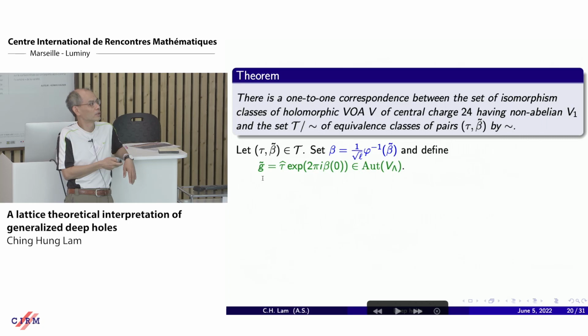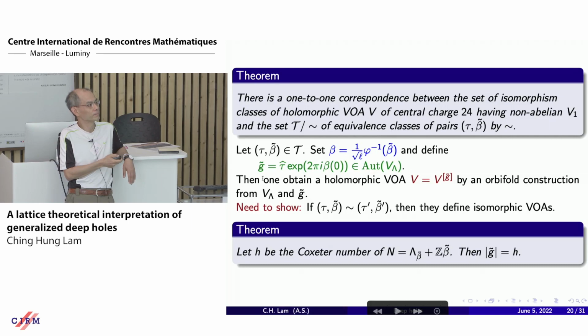Okay. So let's give more detail on how this can be proved. Now we start with the pair. Well, we already did one part, right? If I have a holomorphic real VOA, I would get a pair like this. So let's do the reverse. I have this tau and tau prime, so I could define this beta, and then I can define an automorphism like this, just by using tau in the hat, which is an automorphism of the Leech lattice. And then this will actually give me a VOA, V. So the only thing you need to do is show that if they're equivalent, then they would define isomorphic VOAs. So you can actually reverse everything and get all the conditions.